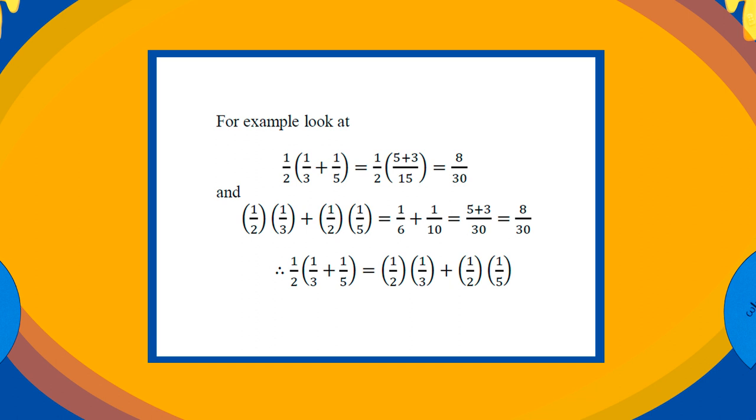Therefore, the final multiplication is 8 divided by 30. And 1 by 2 into 1 by 3 plus 1 by 2 into 1 by 5 is equal to 1 by 6 plus 1 by 10. This addition is equal to (5 plus 3) by 30, that is also equal to 8 by 30. Therefore, 1 by 2 times (1 by 3 plus 1 by 5) can be written as 1 by 2 into 1 by 3 plus 1 by 2 into 1 by 5.